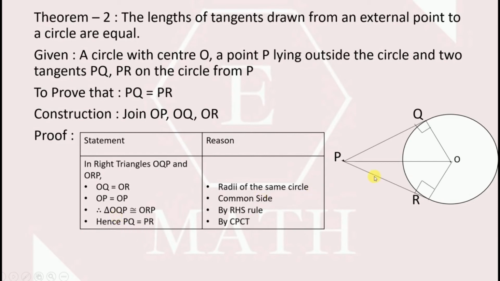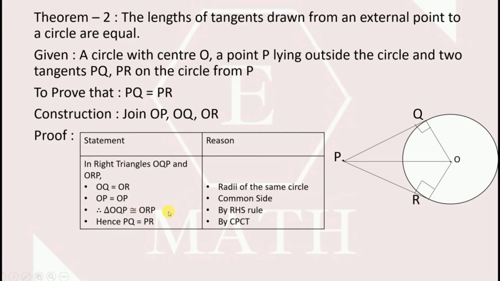As we can see, this angle will be 90 degrees for both these triangles, right? That means these two are right-angled triangles. So in right triangles OQP and ORP, what we have is OQ equal to OR. OQ and OR are equal because they are the radii of the same circle. That is our first statement. And the second statement, OP is equal to OP. OP is the common side for both the right triangles.